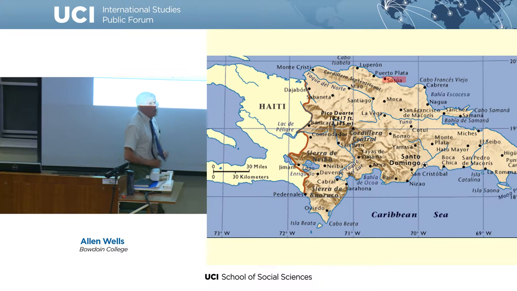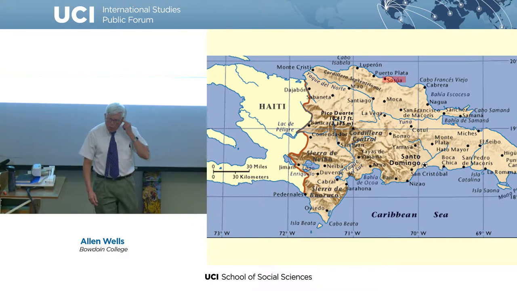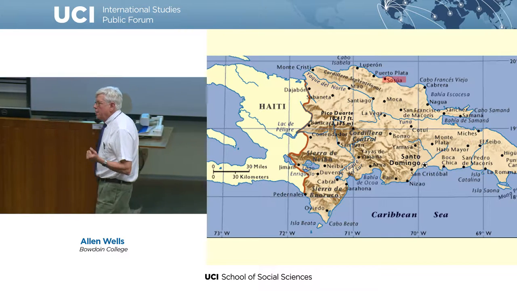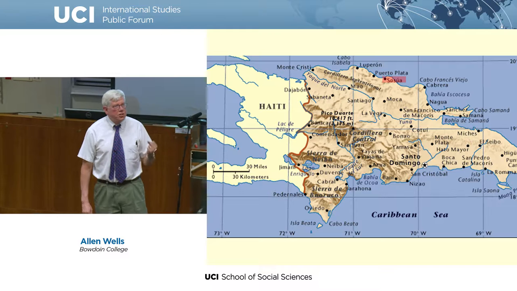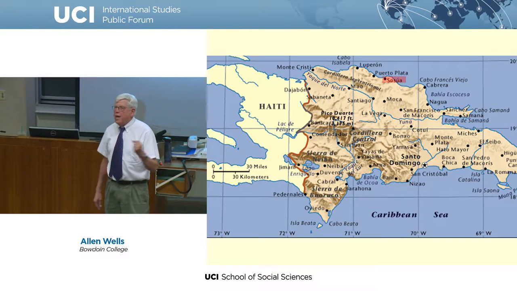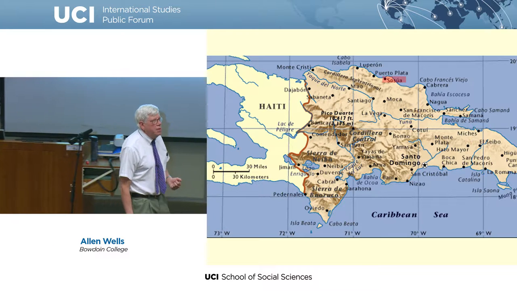Now we're going to talk about Roosevelt during this time. So Roosevelt is preparing the United States for war. He's convinced that the United States is going to have to fight a war against the Axis powers, against Italy and Germany and Hitler and Mussolini.